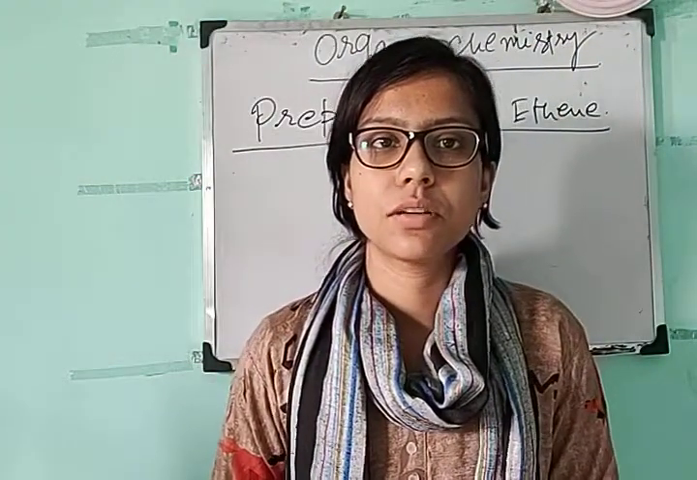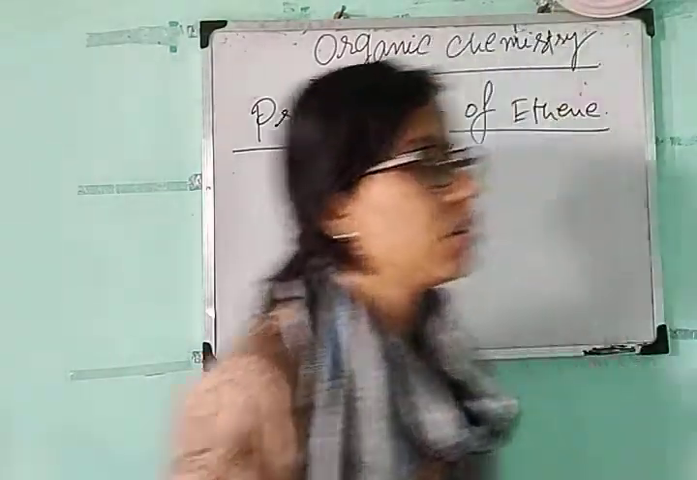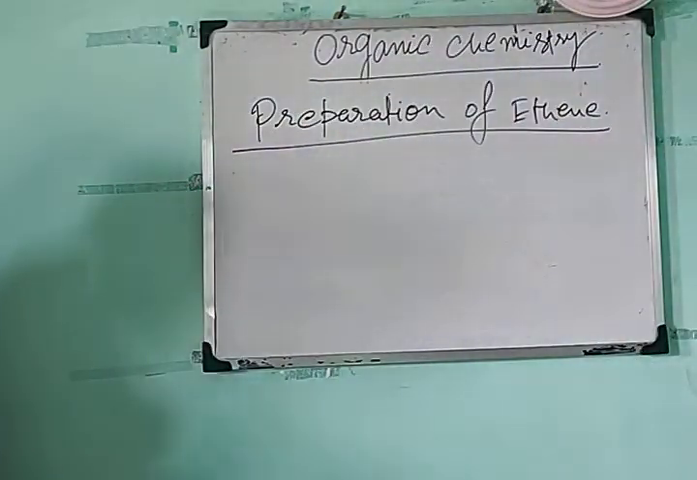Hello class 10, this is your chemistry class and we are discussing the preparation of ethene. So let's continue the class. The first preparatory method was already discussed: dehydration of ethyl alcohol by using concentrated H2SO4 or heated alumina. The next preparatory method is dehydrohalogenation of alkyl halides.